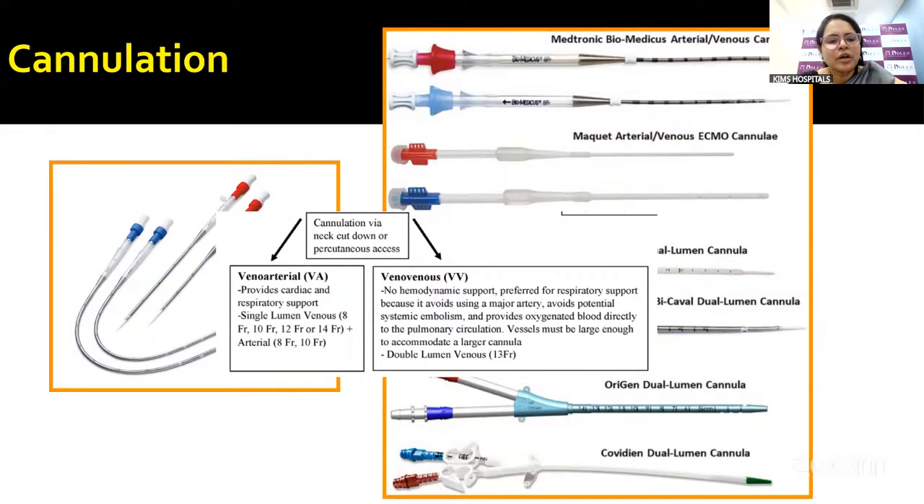So in VA ECMO, a single lumen venous and single lumen arterial cannula are preferred. Usually, the drainage cannula should be at least around 4 French bigger than the return cannula. So you may try to use a 10 or 12 French venous cannula, single lumen, and an 8 French arterial cannula, which is the smallest size ECMO cannula that is available. This is usually used for newborns. For veno-venous ECMO, one may consider a dual lumen 13 French cannula as we discussed, but the vessel must be large enough to accommodate the larger cannula required for a dual lumen venous cannula.